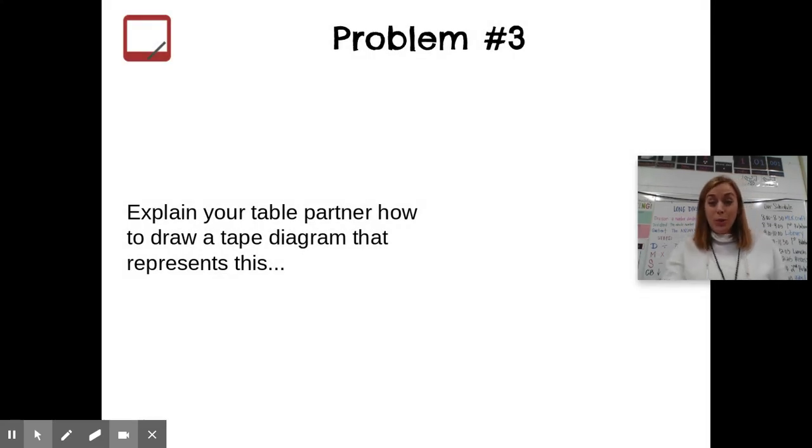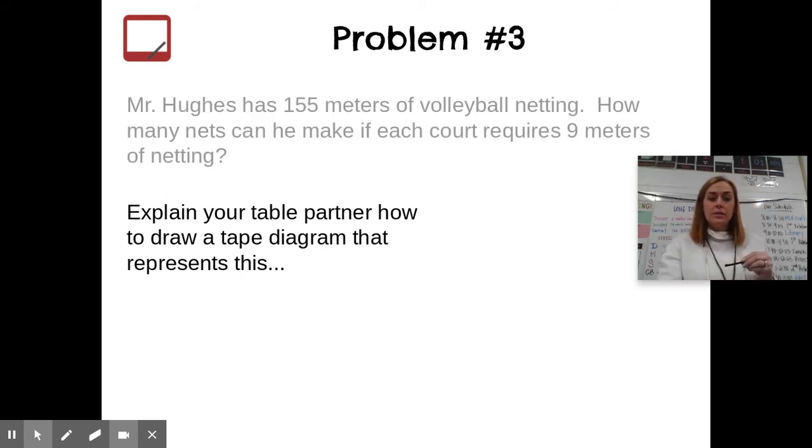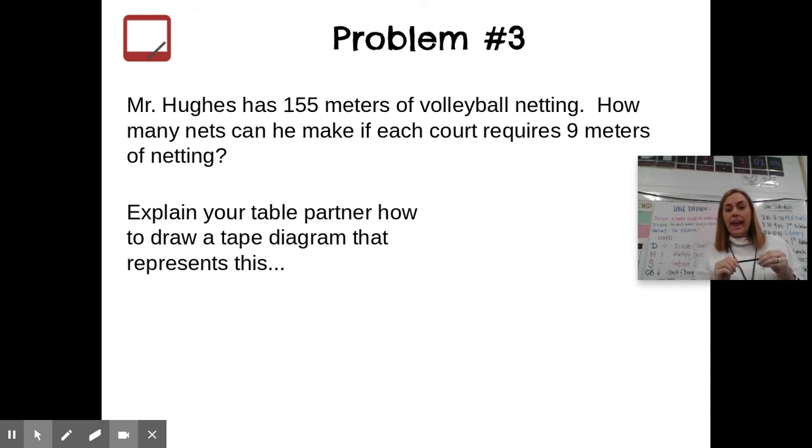Let's look at one more word problem together, and then I'm going to let you go ahead and get started on your problem set. Okay? So let's go ahead, and we are looking at problem number 3. It says Mr. Hughes has 155 meters of volleyball netting. So he has 155 meters of netting. How many nets can he make if each court requires 9 meters of netting?